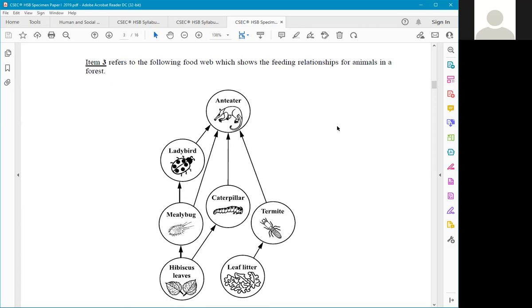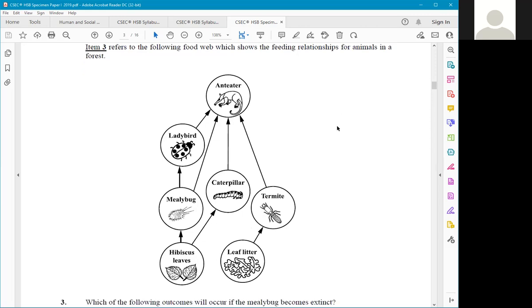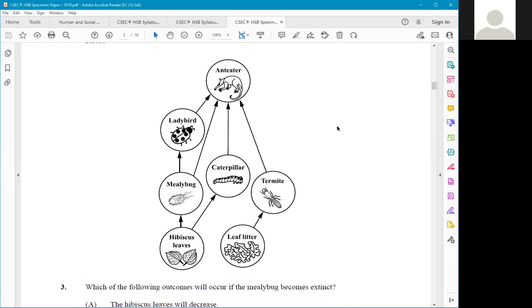Item 3 refers to the food web, which shows the feeding relationship for animals in a forest. The anteater, ladybird, caterpillar, termite, etc. And of course, we need to remember that the arrows show the direction in which energy flows in the food chain, energy in the form of food, where each organism becomes food for the one that it is pointing to. So the energy flows from that organism as it is being eaten to the one further up in the food chain.